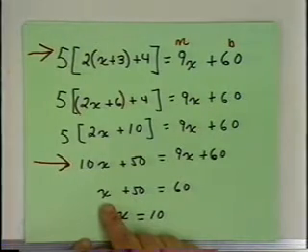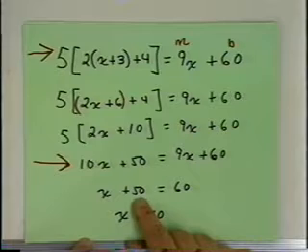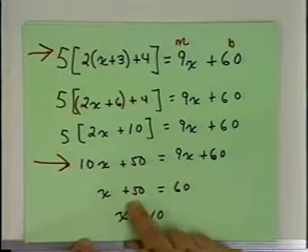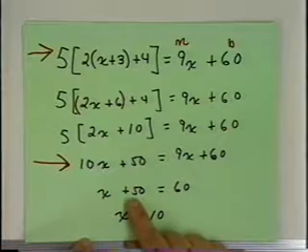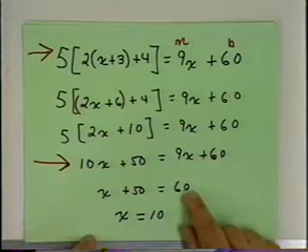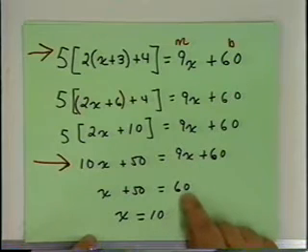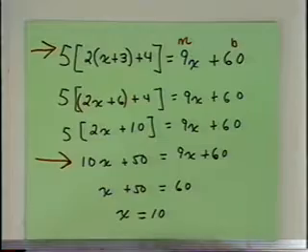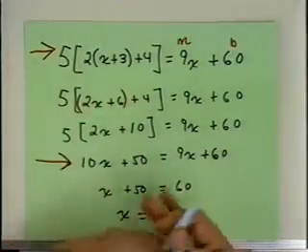Now to get the x by itself, I notice that I have to get rid of the 50. Since the 50 is being added to the x, to undo that I subtract it. But if I subtract 50 from one side, which gives me x on this side, I also have to subtract 50 from the other side, and 50 from 60 leaves me with 10, so x must be 10. And by the way, we can check this out to see if it works.